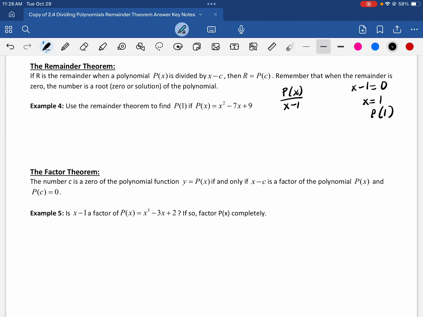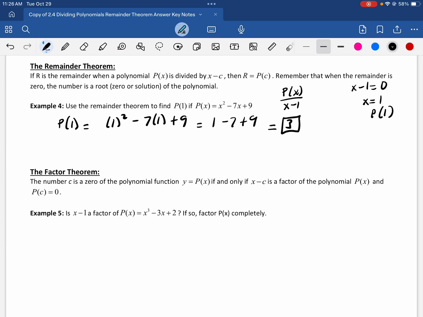Okay, so we're doing this function divided by x minus 1. But the shortcut to this, if you're just concerned with finding the remainder, is you just have to do p of 1, plug in a 1 for all the x's, and simplify it. And that's going to give you what that remainder would be if you actually went through that whole division process. So let's do p of 1. So that's 1 squared minus 7 times 1 plus 9. So that's going to be 1 minus 7 plus 9. 1 minus 7 is negative 6, plus 9 is 3.